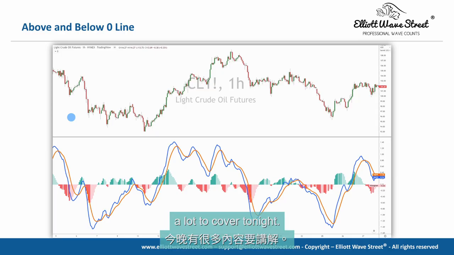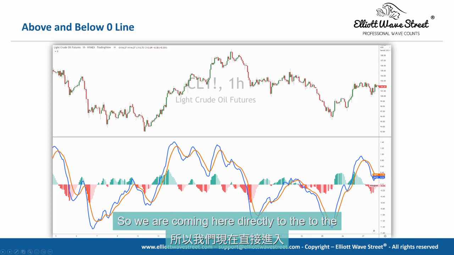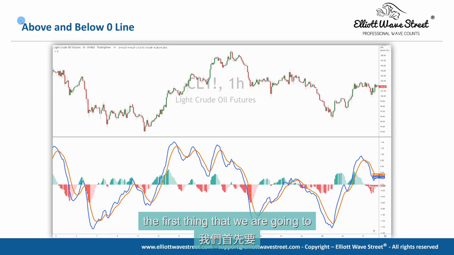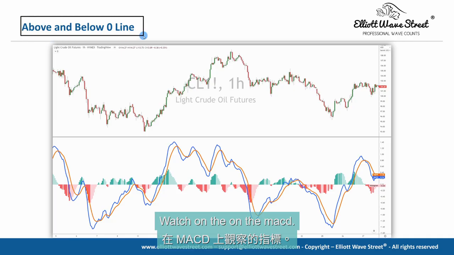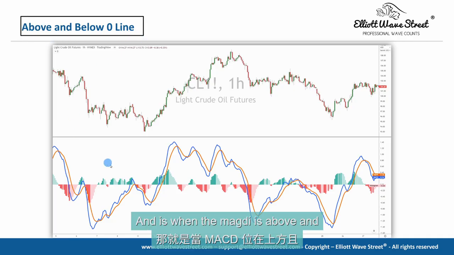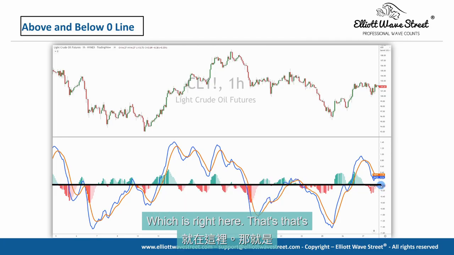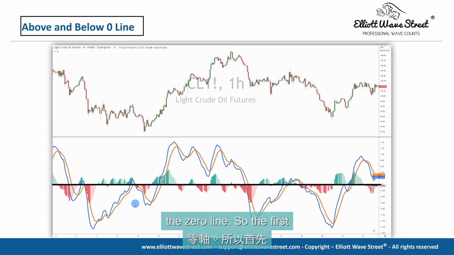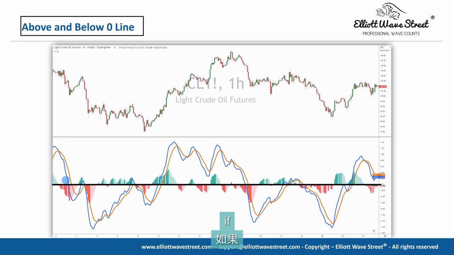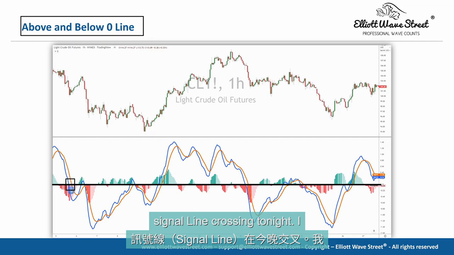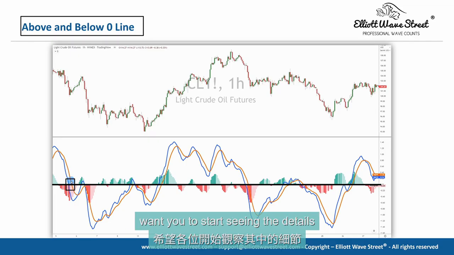So we are coming directly to the setups, and this is the first thing that we are going to watch on the MACD: when the MACD is above and below the zero line. The MACD indicator has a zero line, which is right here. That's the zero line. So the first thing we need to watch is if the MACD is below the zero line. For example, in this case, we have the MACD and the signal line crossing. Tonight, I want you to start seeing the details during that crossover of the zero line.